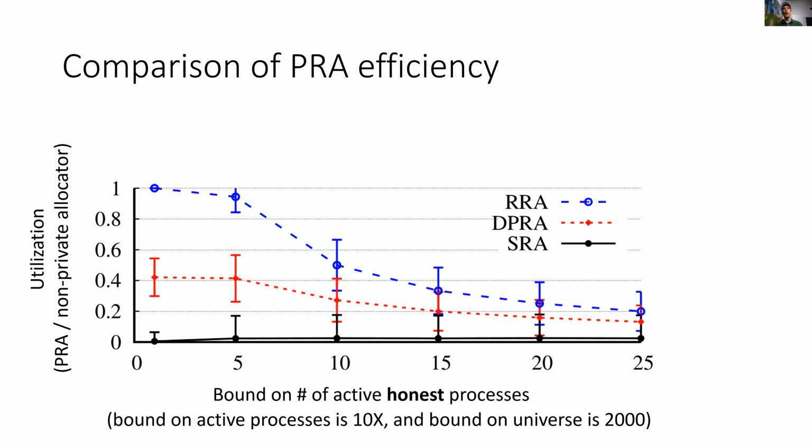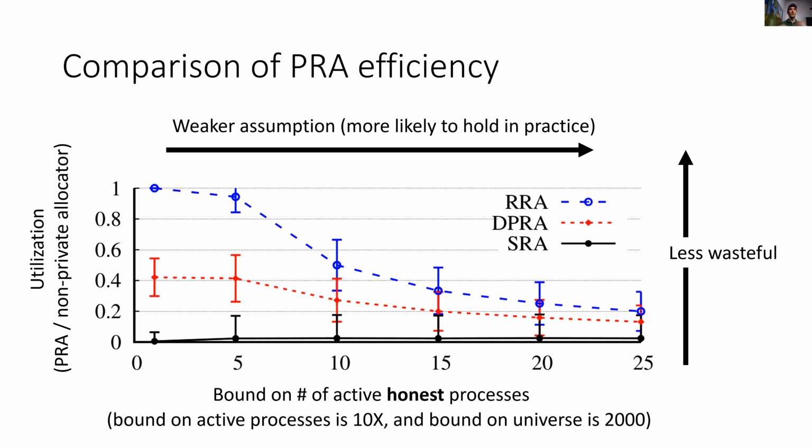Now, we can compare how wasteful different allocators are using a metric that I'm going to call utilization. Utilization is basically the ratio between PRAs, the private resource allocators, and the non-private work-conserving allocators. So in this case, a higher number means less wasteful. And to the right means weaker assumptions, so assumptions that are more likely to hold in practice. The x-axis here gives the bound of active honest users. In this particular experiment, we assume that the honest processes are 10% of all active processes, so the bound on active processes is going to be 10 times the number that you see on the x-axis. And the bound on the universal processes is going to be fixed at 2000.